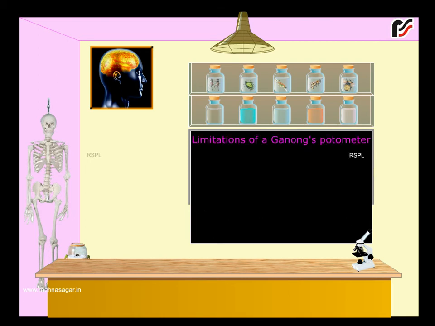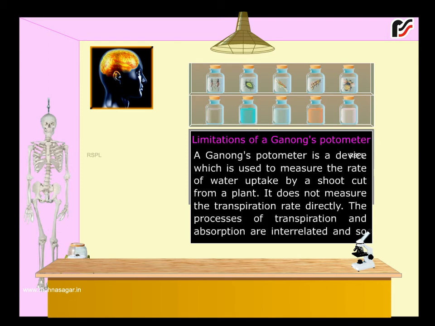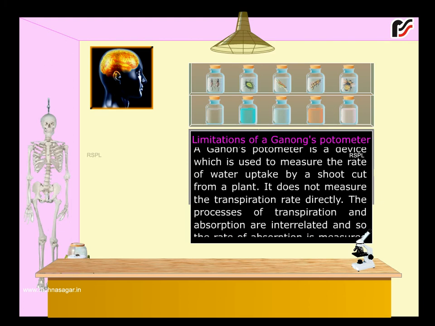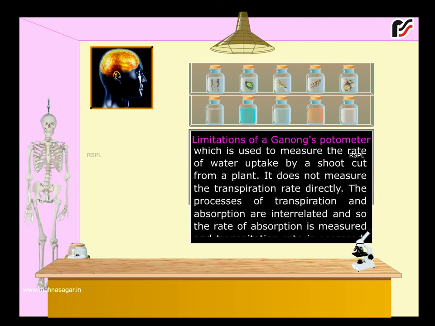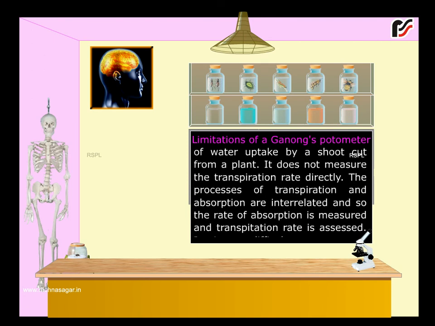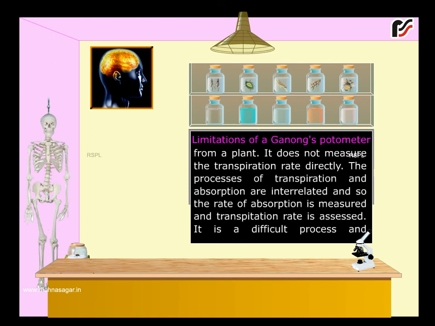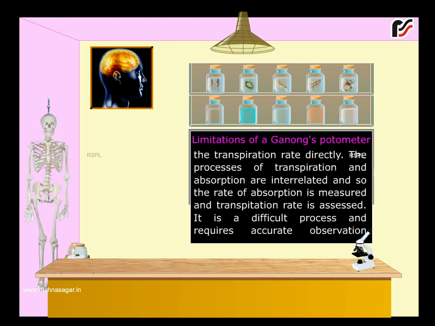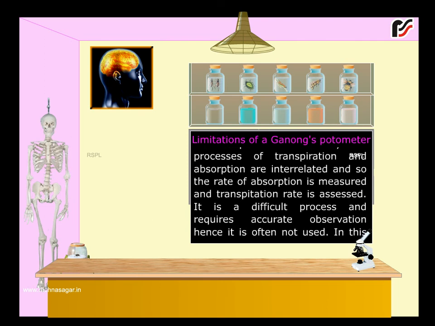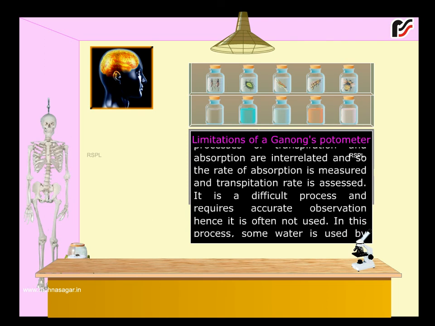Limitations of a Ganong's Photometer. A Ganong's Photometer is a device which is used to measure the rate of water uptake by a shoot cut from a plant. It does not measure the transpiration rate directly. The processes of transpiration and absorption are interrelated, and so the rate of absorption is measured and the transpiration rate is assessed. It is a difficult process and requires accurate observation. Hence, it is often not used.